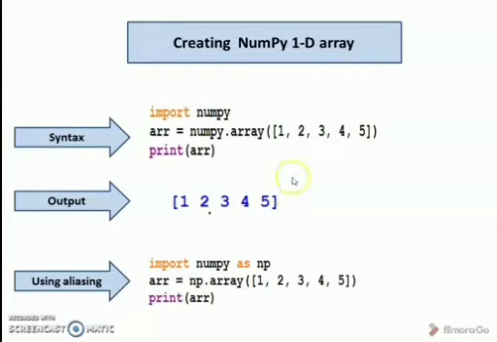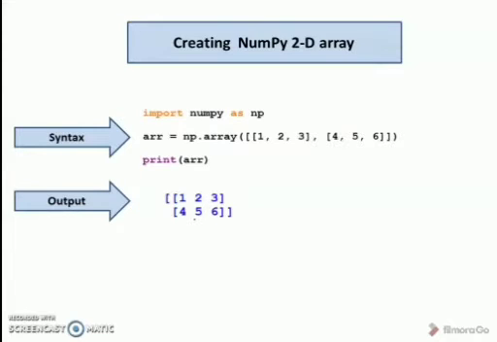So this is a 1D array because only one dimension is there, right? We can also create a 2D array. When we talk about a 2D array, that means two dimensional. In a 2D array we have rows and columns. To create a 2D array, syntax is this. First statement will be the same, import numpy as np.